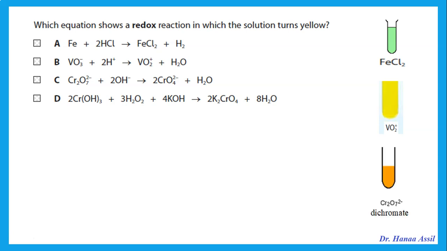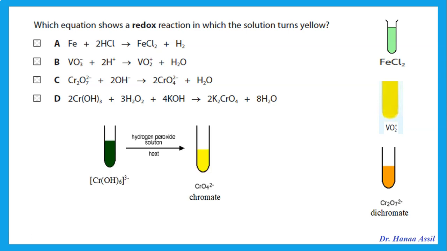Now, dichromate to chromate: you should know that the dichromate is orange, and when it forms chromate, the chromate is yellow. The chromium water complex is green. Now, when we react the chromium water complex with hydrogen peroxide, which is an oxidizing agent, it converts the chromium 3 plus to chromate ion, which is yellow. So this is a redox reaction.